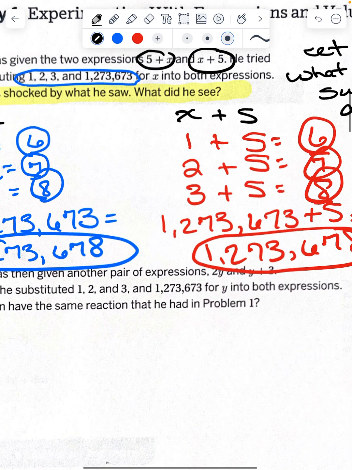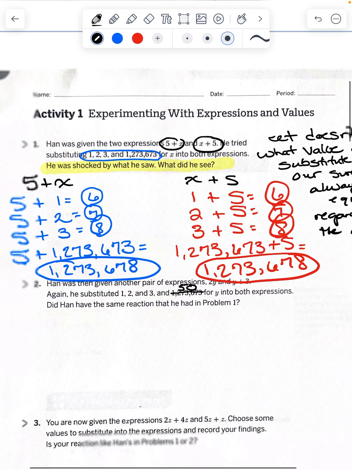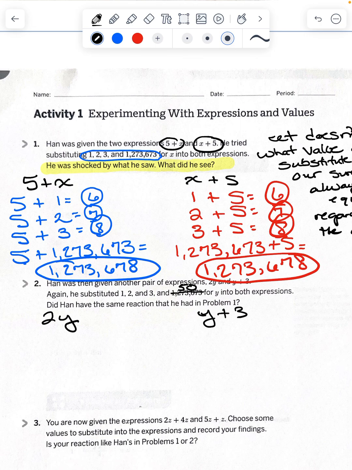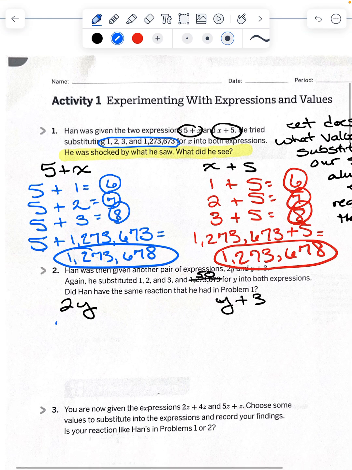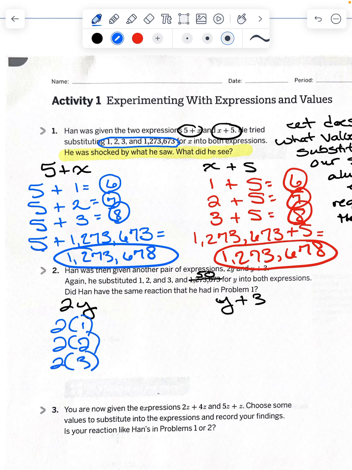Okay, for the sake of time and just having a really annoying number, I'm going to change this 1,273,673 to 50. We get it. We want to do a large number that's not 1, 2, and 3. So just to make things easier, I'm going to change that to 50. Okay, so we're going to do the same thing with 2y on one side and y plus 3 on the other side.